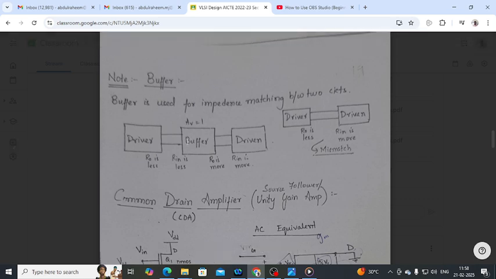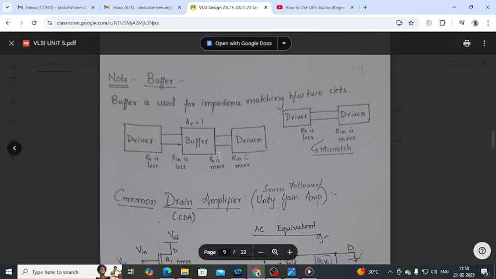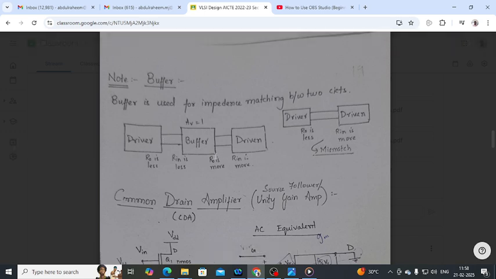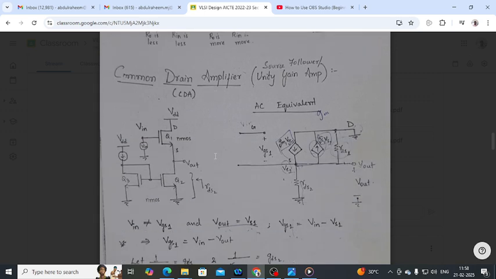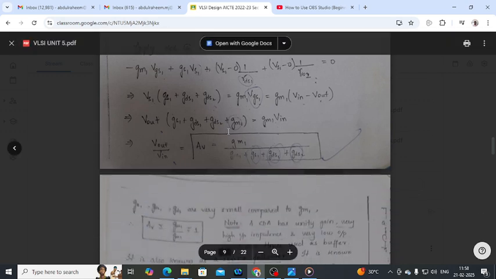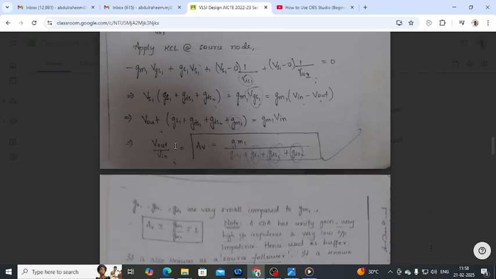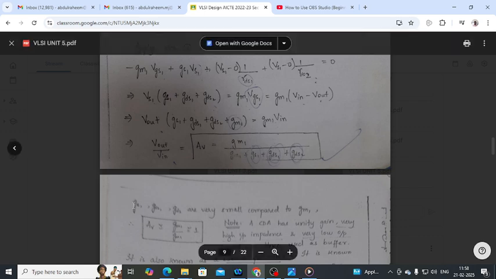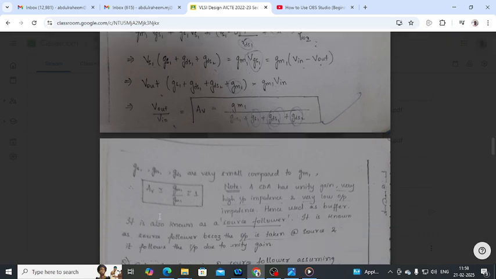This is also known as a source follower. Output is taken at the source and it follows the input due to the unity gain. So AV is nothing but GM1 by GM1, which is equal to 1. So this is your circuit diagram, your NMOS current mirror and equivalent circuit. And finally, in the final equation Vout by Vin, AV equals GM1 by GM1 plus GS1 plus GS2, and this is very small compared to GM, so you can neglect this part. So finally I can write GM1 by GM1 equal to 1.